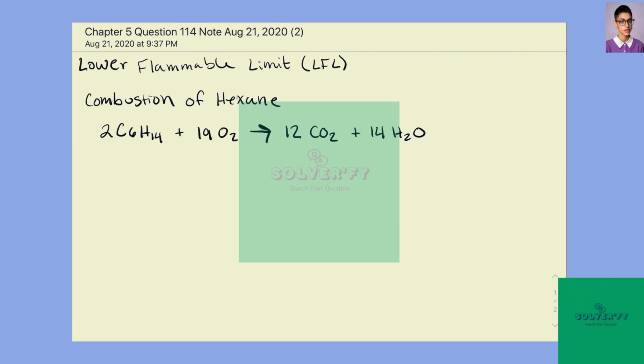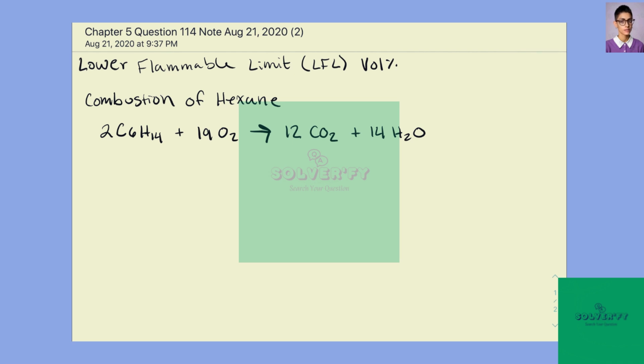In this question, we will be using the lower flammable limit, which is usually given in volume percent, to look at the combustion of hexane. And I have our balanced chemical equation right here. For the first part of this question, they are asking what the LFL is going to be for hexane when there is a certain percent of O2 in the air.